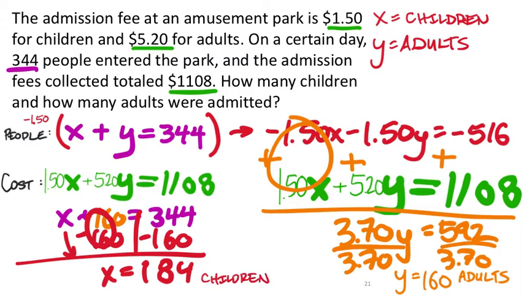So the last thing here is just to check 184 plus 160. That needs to give us 344. That's how many people entered the park. It does. And then to figure out how much money was brought in for the children, 184 times $1.50 per ticket is 276. And then for adults, right? So 5.20 times the number of adults, 160. That's 5.20. Typed that in wrong. 832. When I add the 832 to the 276, I get 1108. So that does check off for both conditions, which means that these two values that I got are indeed correct.